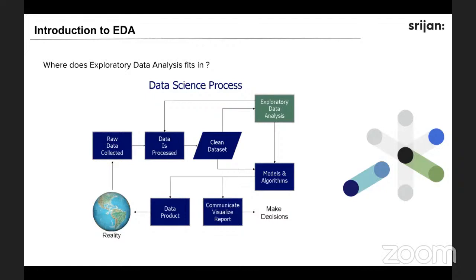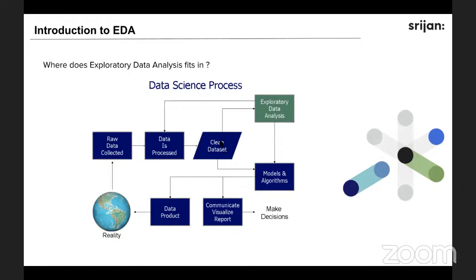And on top of that is where the analysis part comes in. On top of that data, you can build your models and make business decisions. So the first part is collecting the raw data. Then once we process the raw data and have a clean data set, we can do the exploratory data analysis on top of our clean data set.